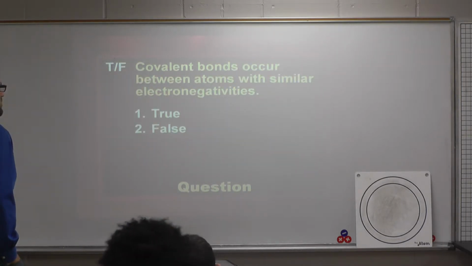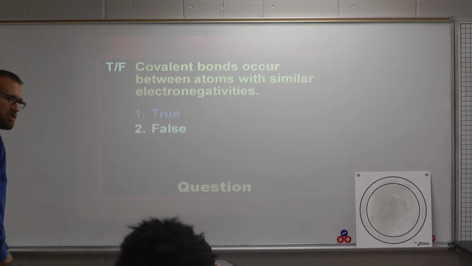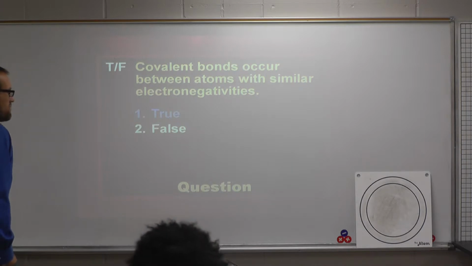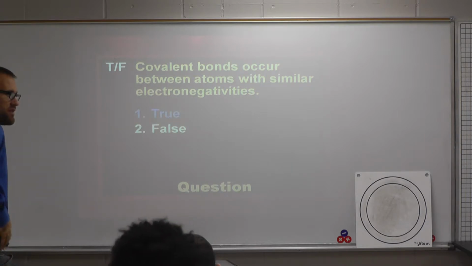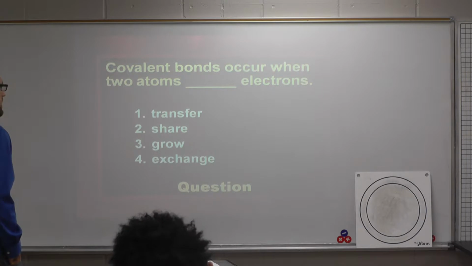True or false? Covalent bonds occur between atoms with similar electronegativities. Similar and high. You should say that probably too, right? Because metallic bonds also have similar electronegativities. Moira, covalent bonds occur when two atoms what?